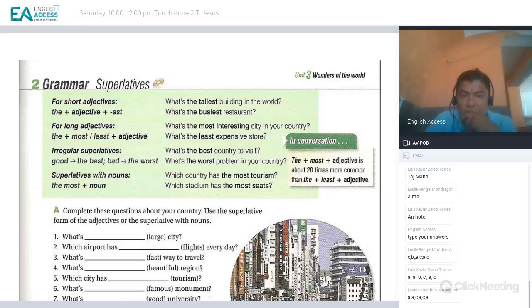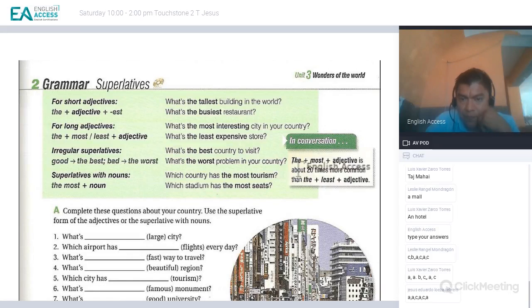Irregular superlatives. Good, the best, bad, the worst. What's the best country to visit? What's the worst problem in your country? Superlatives with nouns. The most plus noun. Which country has the most tourism? Which stadium has the most seats?